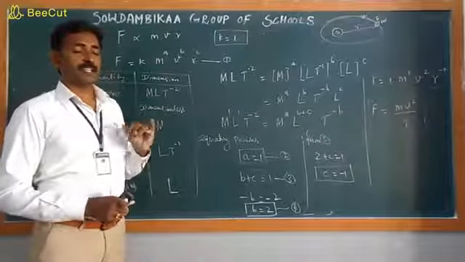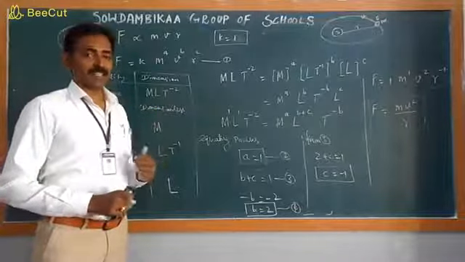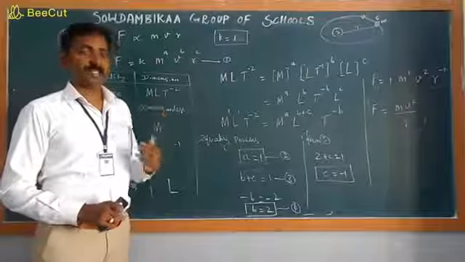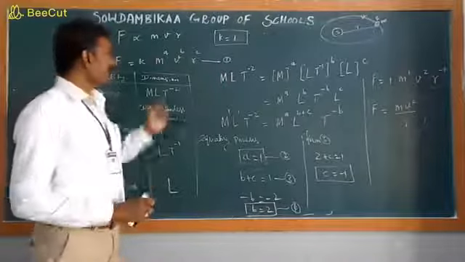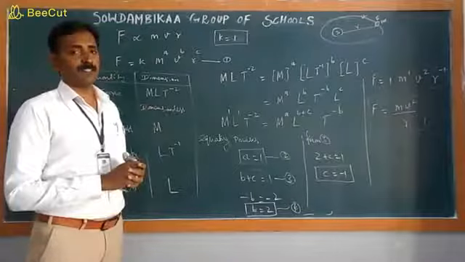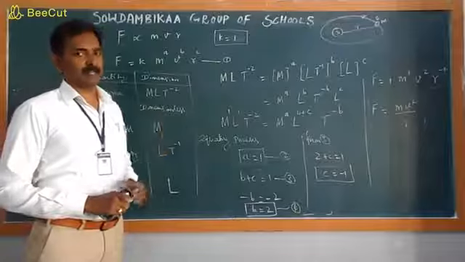The first one is to convert from one system of unit to another system. The second one is to check whether the equation is correct or not, dimensionally, with the help of the dimension. The third one is to find a relationship between the given physical quantities. All three applications are explained with the help of examples.